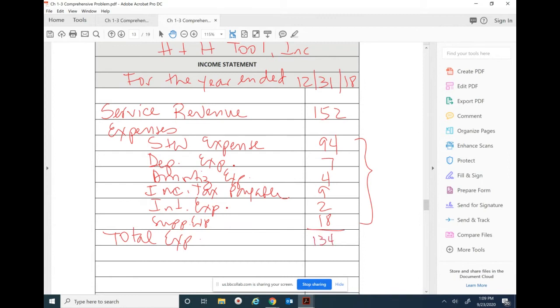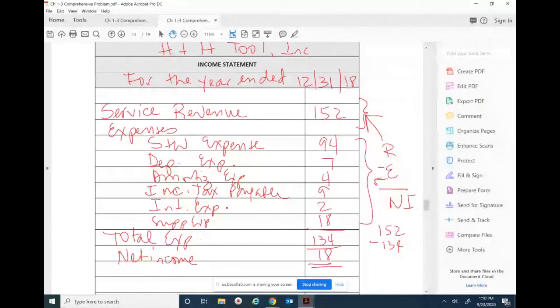All right. So remember the equation for the income statement. We have revenues minus expenses equal net income. So here is my revenues, here's my expenses. So net income must be the difference between 152 and 134. Net income in this case is 18. This is a very important number. There is a reason why we prepare the income statement first. And it is because we need net income for the next financial statement.